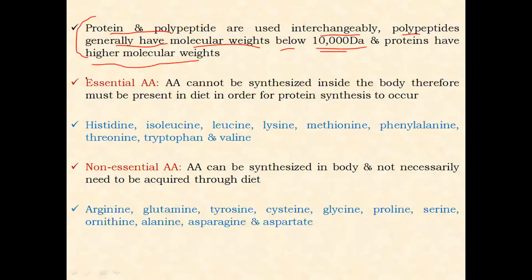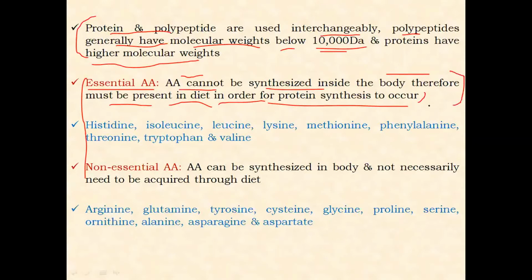Next, there are two important types of amino acids, the first being essential amino acids. This type of amino acid cannot be synthesized inside the body. Therefore, it must be present in the diet we consume in order for protein synthesis to occur. So it is very important that we consume a diet which contains essential amino acids because the body cannot synthesize them. These are 9 in number: 1, 2, 3, 4, 5, 6, 7, 8, 9. So these are essential amino acids.